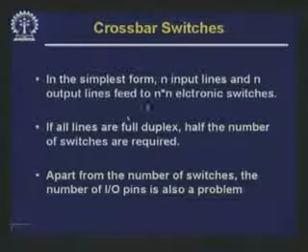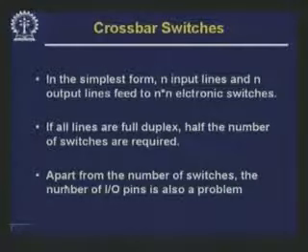Another point about the crossbar switch is that in its simplest form, there are n input lines and n output lines, hence n square electronic switches. If all lines are full duplex, meaning all lines allow communication in both directions, then we require only half the number of switches. First of all, we do not require the diagonal switches. I do not want to talk to myself. And only either the top half above the principal diagonal or the bottom half below the principal diagonal, that triangle, is required. So in general, n square by 2 switches would be required if you have full duplex lines.